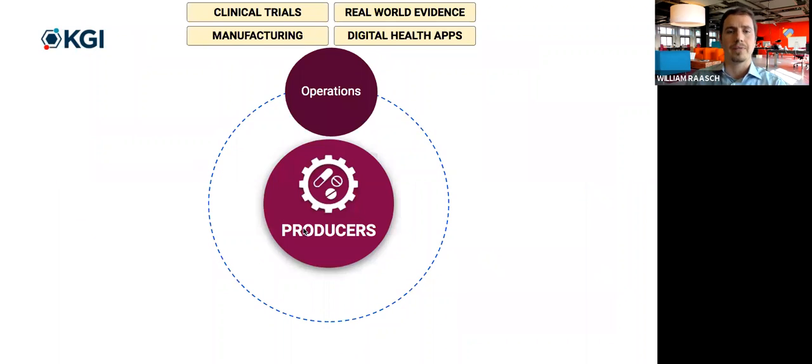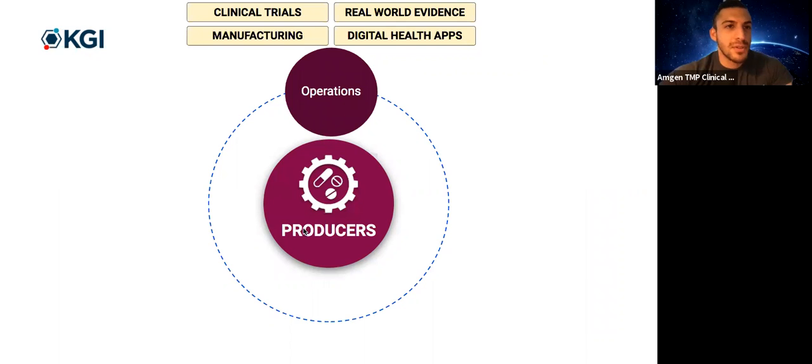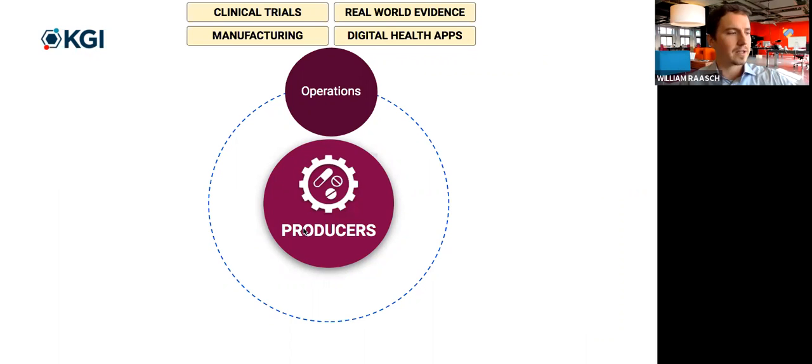All right, so on to producers. Who are producers? They're the pharmaceutical companies, pretty much anyone who makes the drugs or devices. Exactly. So drug and device makers. They're the ones who are making this stuff. Operations is incredibly important to these companies.